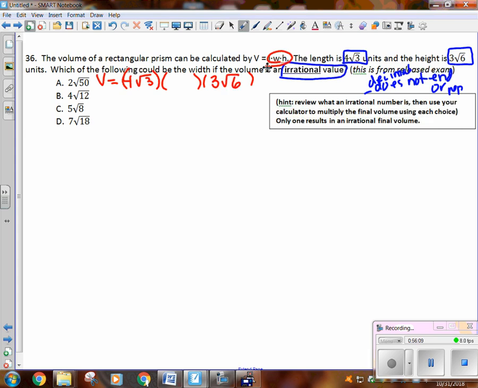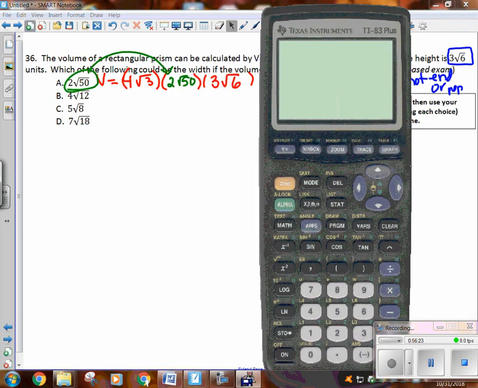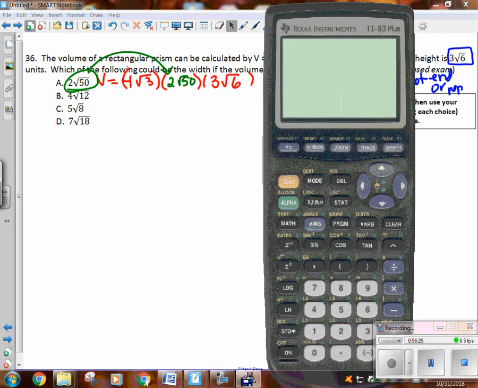The first time I'm going to try it, I'm going to say, well, does 2 square root of 50 turn out to be irrational? Is it going to give me a decimal? So 2 square root of 50. I'm going to grab my calculator and type these in. It's going to take me a second. When you do it on your calculator, make sure you stop the bar. So hit that right arrow right here.